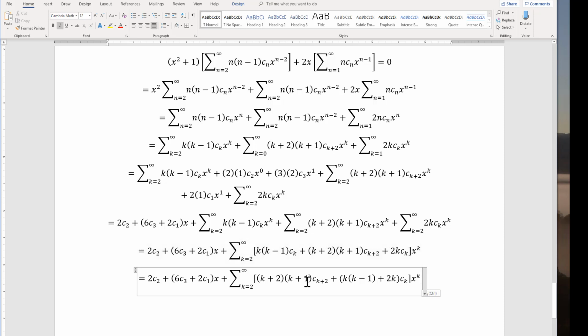So in our next step over here, let's take the c sub k plus 2, and I have a k times k minus 1 c sub k, and then there's a 2k, so I'll put that together into one parentheses and then factor out a c sub k. And then probably something minor, but we can also simplify this thing in here. We have a k times k minus 1, and then 2k, and so we can just simplify that.